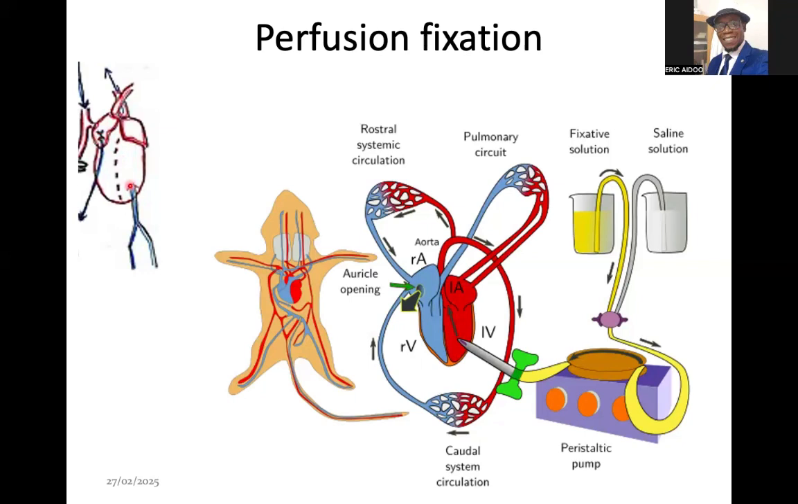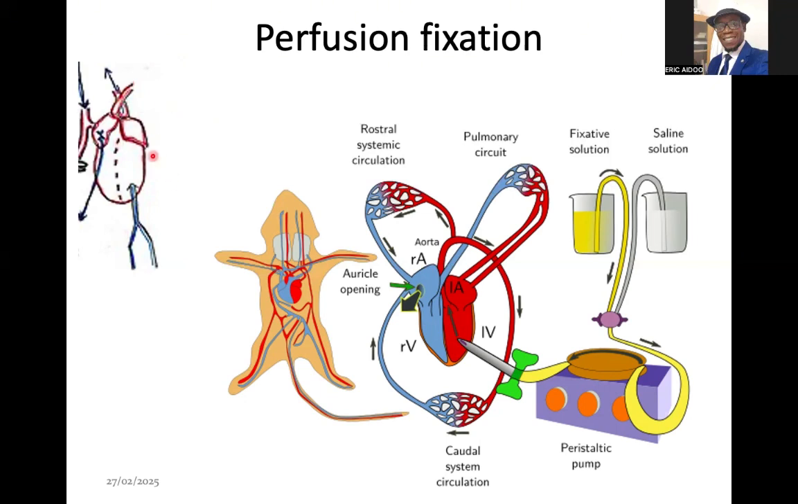So once the heart is beating, it's going to send the fixative into general circulation, just like in the ordinary circulation, okay, where you have oxygenated blood and it's being taken to systemic. Once you put the fixative in the left ventricle, it's going to be pushed through the aorta and then be sent to all the parts of the body.